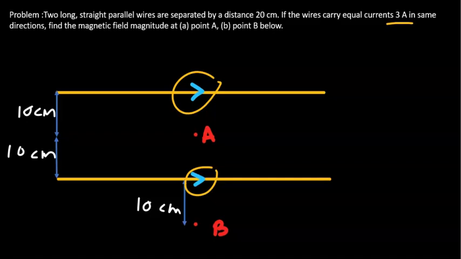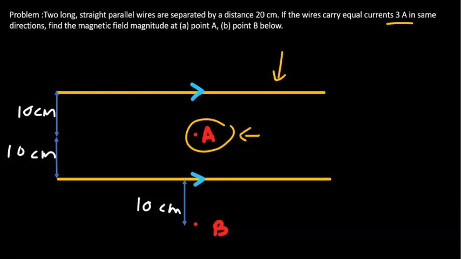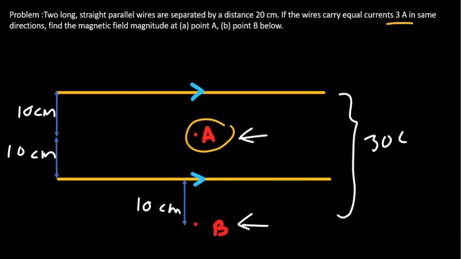Now find the magnitude of the magnetic field at 2 points. The first point is point A. Point A is situated in the middle of the 2 wires. So the distance between this wire and point A is 10 cm, and the distance between that wire and point A is also 10 cm. So A is situated midway between the 2 wires. And point B is 10 cm from the lower wire, but 30 cm from the upper wire.